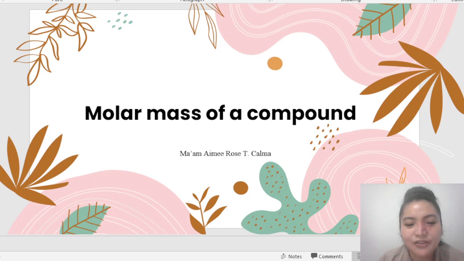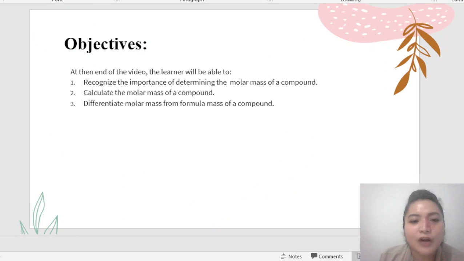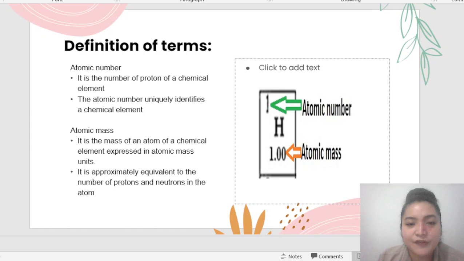Our topic is all about the molar mass of a compound. For our objectives, at the end of this video, you will be able to recognize the importance of determining the molar mass, calculate the molar mass of a compound, and differentiate molar mass from formula mass. Let's define the terms.